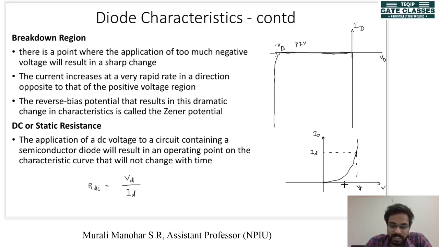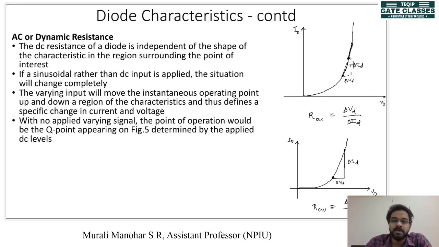So these are the three resistances associated with a diode. First we have a DC or static resistance, then we have a AC or dynamic resistance found out by drawing a tangent to the instantaneous operating point, then we have a average resistance.